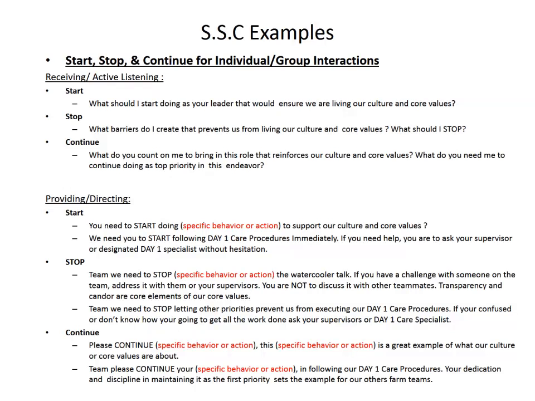What barriers do I create that prevent us from living our culture and our core values? What should I stop doing? What do you count on me to bring in this role that reinforces our culture and core values? What do you need me to continue doing as top priority?